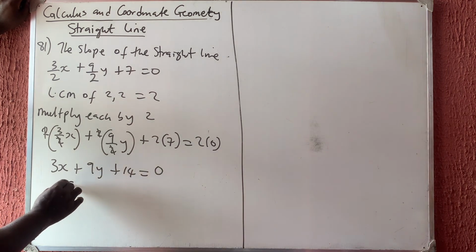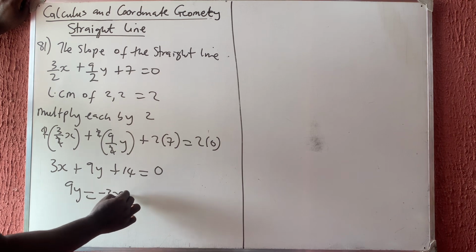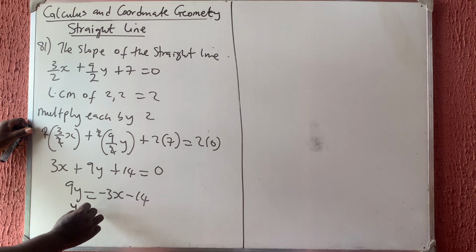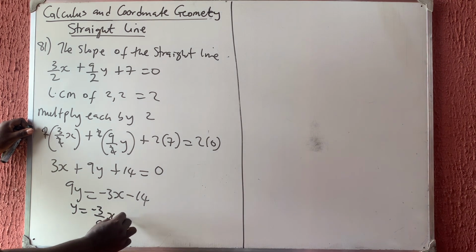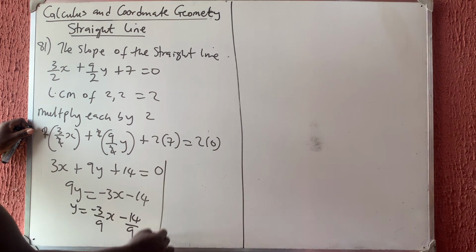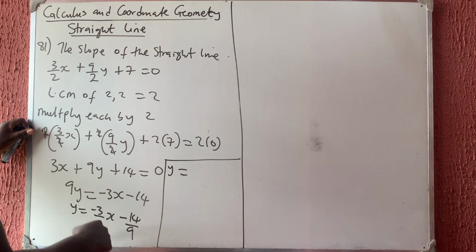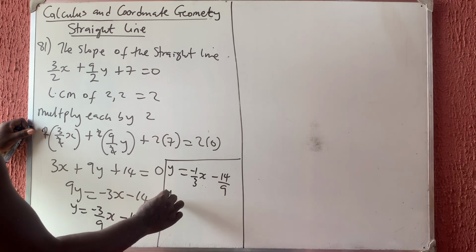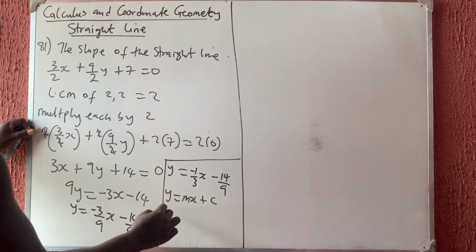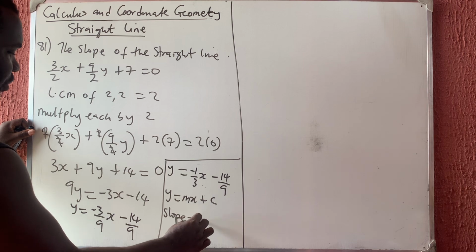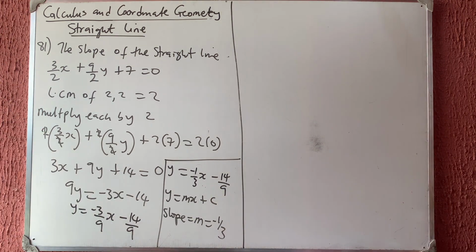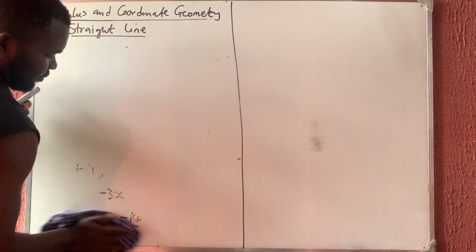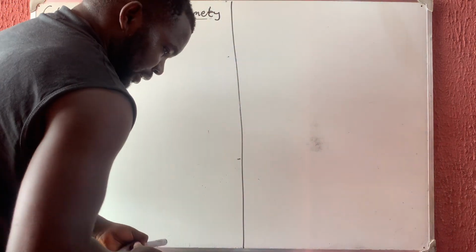Okay? So keep 9y here to have minus 3x minus 14. Divide everybody by 9 to have that y is equal to minus 3 over 9x minus 14 over 9. Permit me to finish it up here. So y is equal to this, and this will give you minus 1 over 3x, then minus 14 over 9. So we have that y is equal to mx plus c. So the slope m is equal to minus 1 over 3. So very, very simple. We go to the next question for straight line.